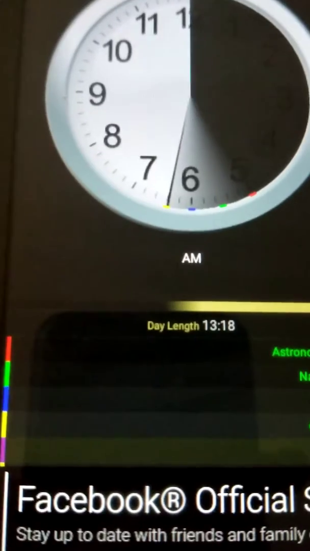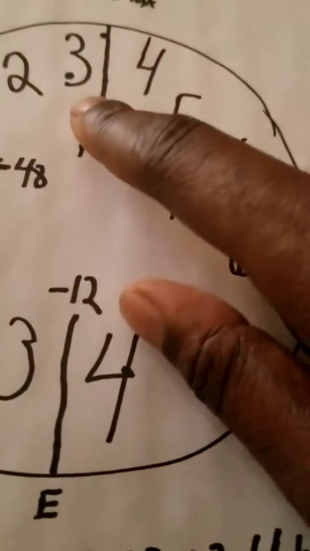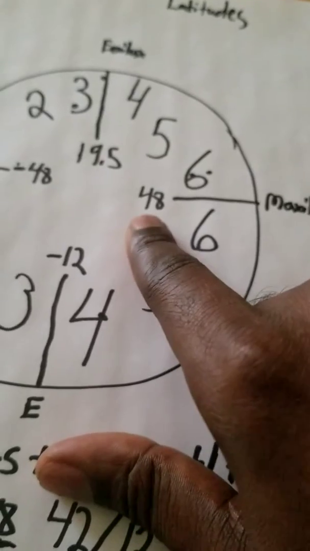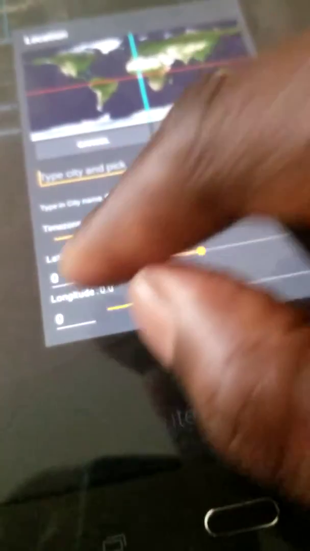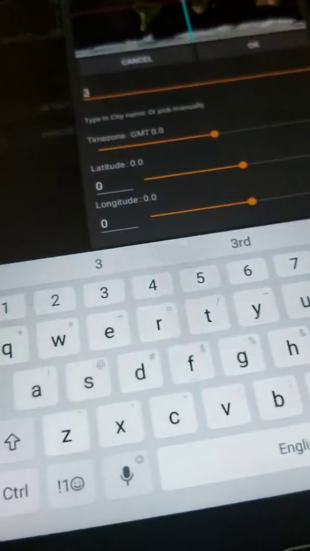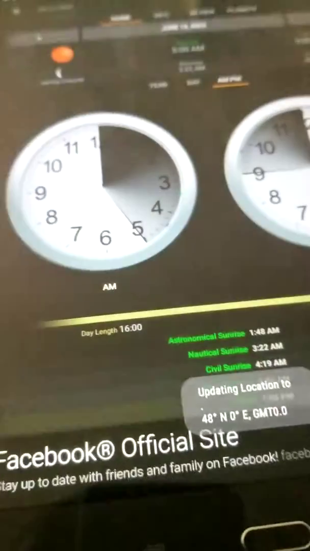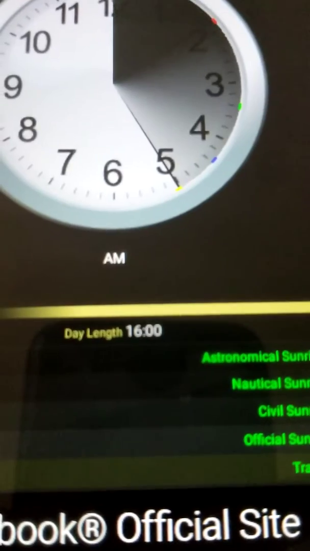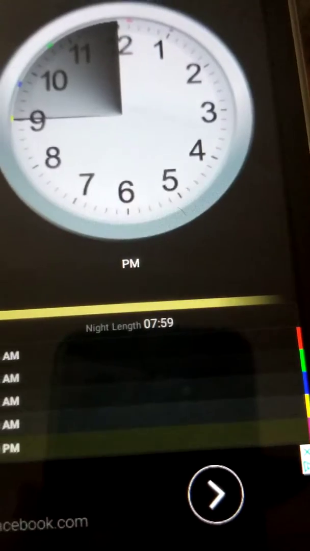Now you see, it's not saying 16 hours day and 8 hours night because the sun is not at this portal no more. It's right here. So it's a new latitude, 48 degrees. So I'm going to hit that 48. And like I said, I can leave the city and state and stuff blank because I'm not focusing on cities. I'm focusing on exactly latitudes. And there we go. The day length is 16 hours exactly. The night length is 8 hours.